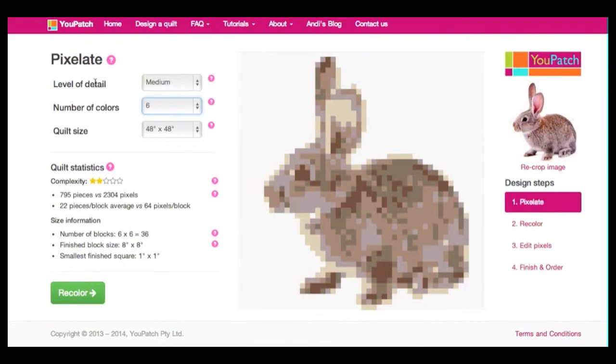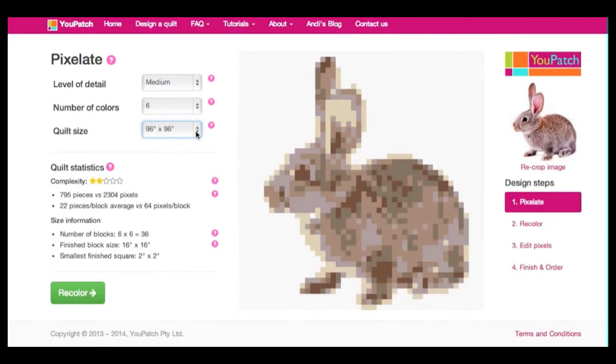So once we're happy with the level of detail and the number of colours, then we start looking at the quilt size, and we have 4 different options at the medium level of detail, and you'll notice that if I change these quilt sizes, nothing changes on the bunny. But of course something will change, very important, and that is your pattern that you get at the end of the day. And the quilt size will obviously affect your yardages and your cutting instructions.